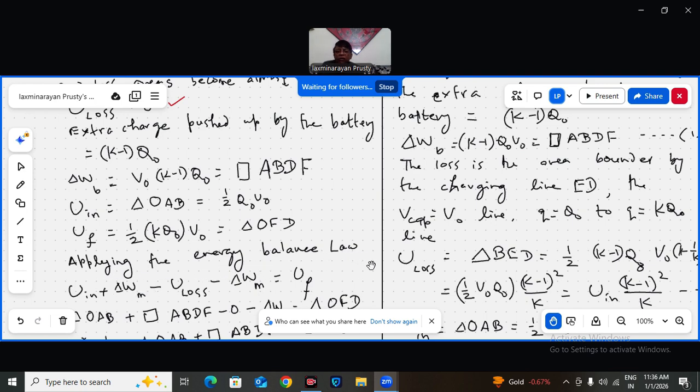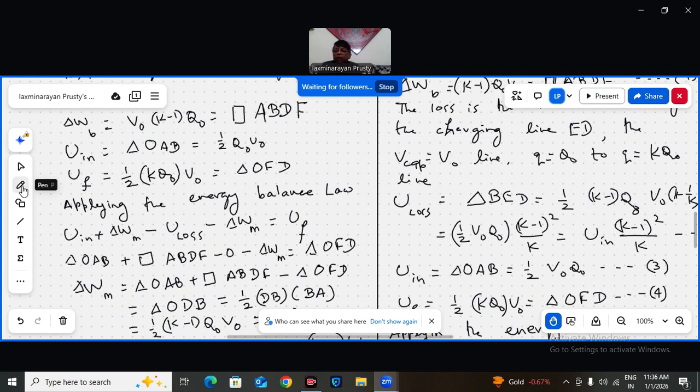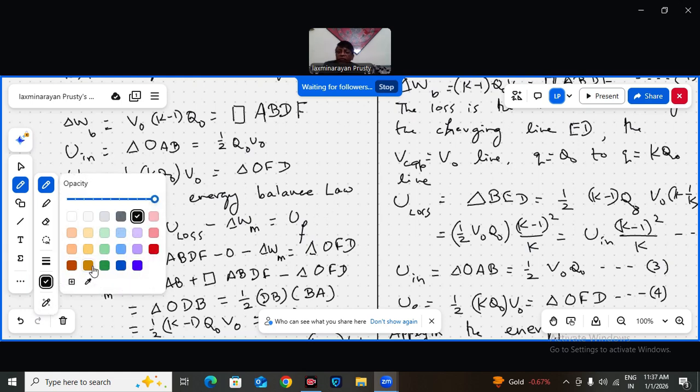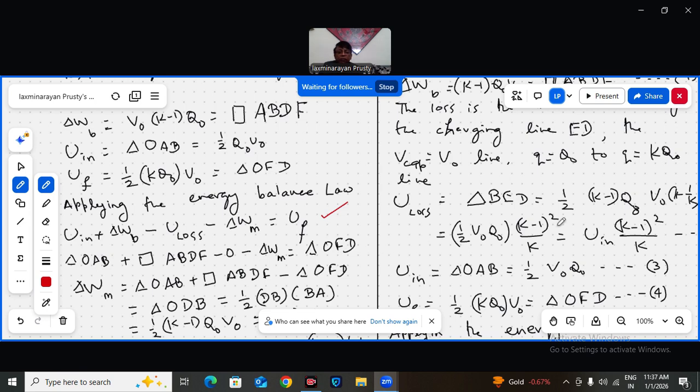So applying the energy balance law, this is the most important law, which normally you don't see in the books. It is: U initial plus delta WB minus U loss minus delta WM, this is not delta M, this is what you should write correctly. That is, initial energy plus energy supplied by the battery minus loss minus mechanical work done by the capacitor is the final energy left with the capacitor. This is a very, very important expression.